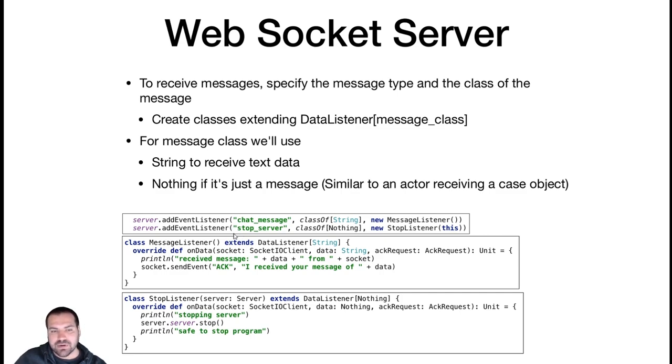Hey, server, you should stop. We don't need any information attached to that one. So I don't have anything in data, so data is useless here. But we're going to get that message and say, okay, let's stop the server at this point. And these are the two patterns that we'll see, either receiving just a message or just an event, or receiving a message or an event with some string information attached to it. These are the two different things that we'll see.